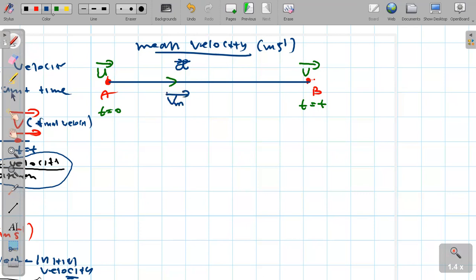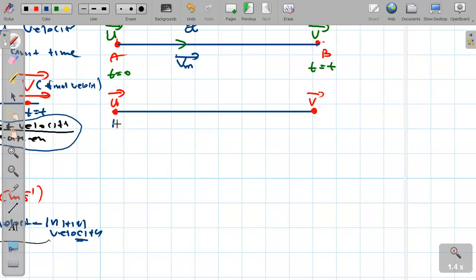Why is it so? If you scrutinize the details, imagine I go along with numerical values. Like 10 m s minus 1, this is where I started. Here it finishes at 15 m s minus 1 as the final velocity. At this point it is 11 m s minus 1, at this point 12, at this point 13, at this point 14. Time to time it changes. Finally it reached a value of 15.